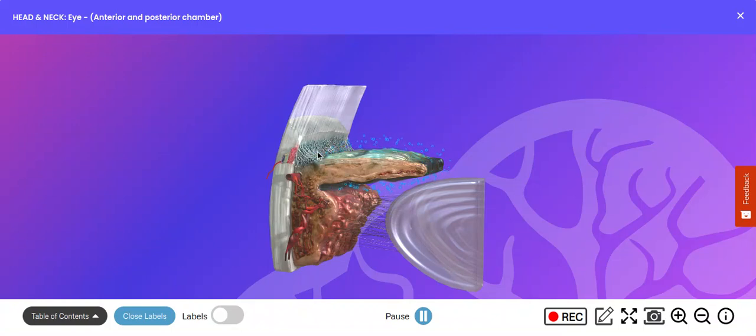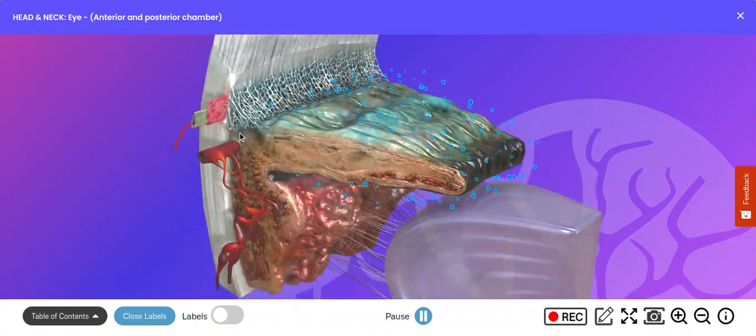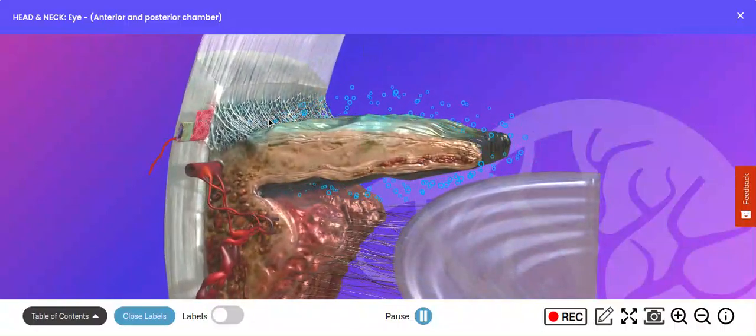As you can see, the aqueous humor is produced from the ciliary bodies, then going anteriorly from the iris towards the trabecular meshwork. I hope you can see the trabecular meshwork. I'll just zoom in a little bit. Yeah, so the trabecular meshwork is very clearly visible now.